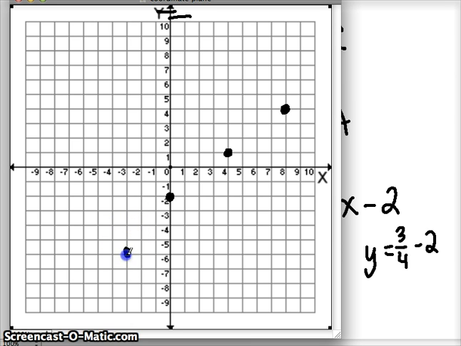Make sure I count right. Alright, 1, 2, 3, 1, 2, 3, 4. Oh, whoops, I did it backwards. I need to rise 3, so go down 3 and over 4, so I'm really right here. So it's always good to check. I noticed that my point wasn't quite in line and there was something wrong, so always good to check and reevaluate things. Now I know that all of these points are on my line, I can connect them and I have a line. You can draw arrows if you want.